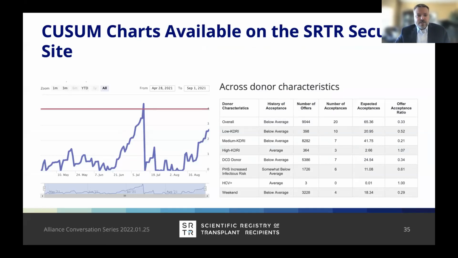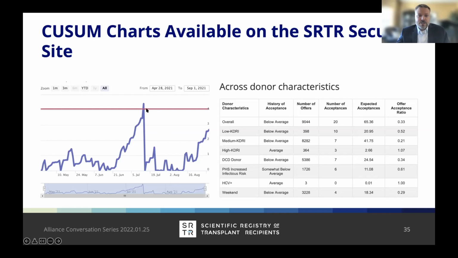The SRTR on the secure site for programs does have Cusum charts. These are quality control charts. We have these available for post-transplant outcomes as well. This is for offer acceptance. And so you can see for this program, there was a period of time from left to right. The squiggly purple line here is saying, we're observing every day your offer acceptance practices. And if it's trending low, that line will rise up. You can see in June of 2021 at this program, their offer acceptance patterns dropped off, and that made this line rise up.